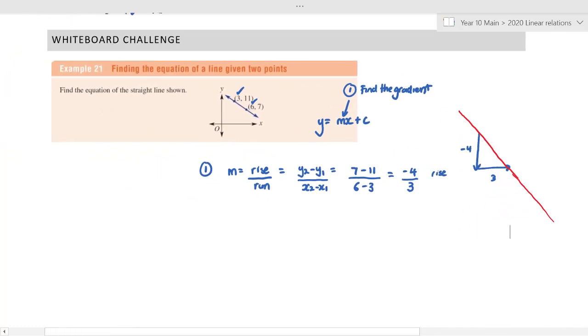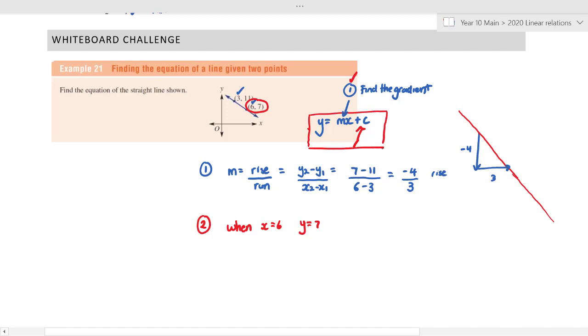All right, now, step 1, we've found the gradient. Now we've got to find C, and we're going to find C by substitution. Doesn't matter which point you use. I'm going to use when x equals 6, y is equal to 7. In other words, I'm using this point here. And let's substitute. What are we substituting in? Well, we're substituting in this equation here.